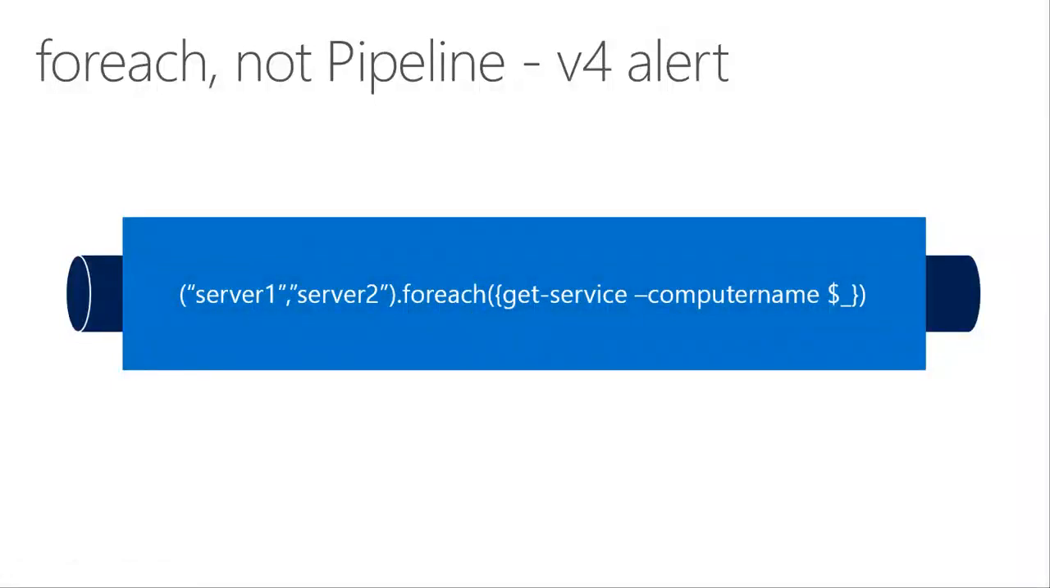Another cool thing, this is version 4, I believe. If you've got an array, so in this case we have an array, server 1, server 2, we can actually just put a little dot and a ForEach and then run our command. This $_ represents the pipeline, what's in the pipeline.